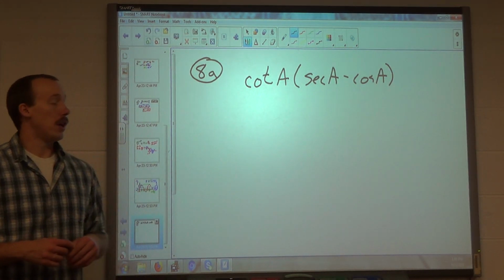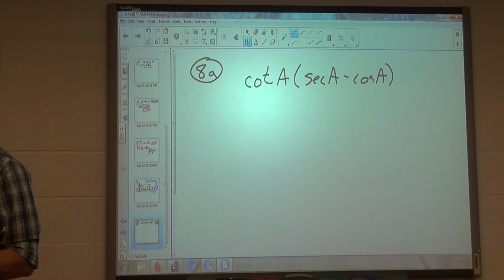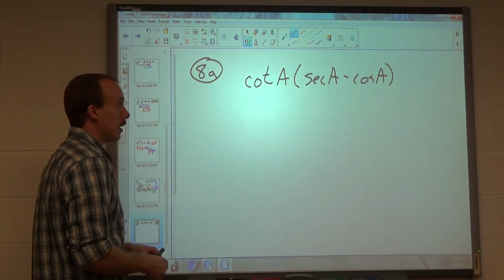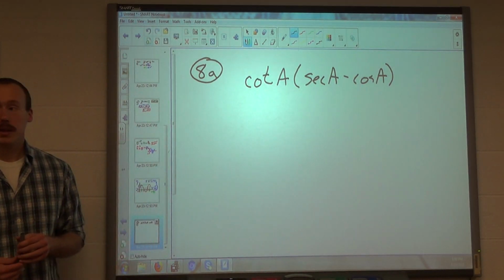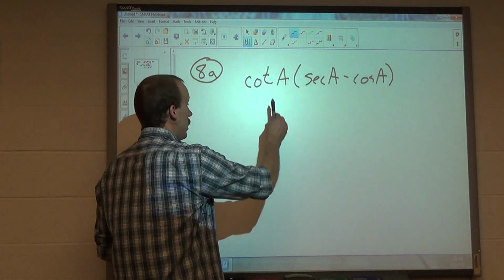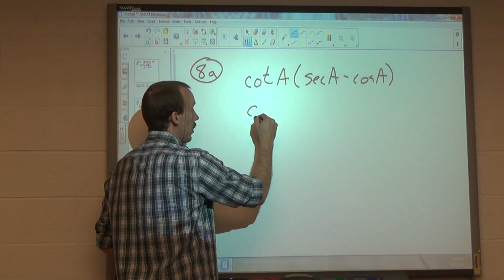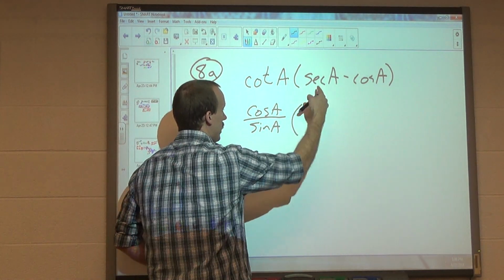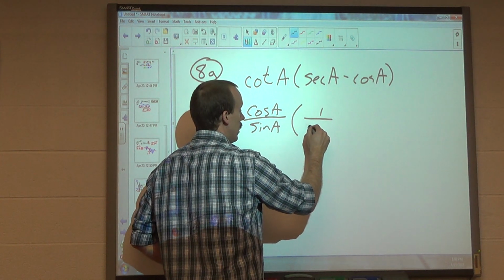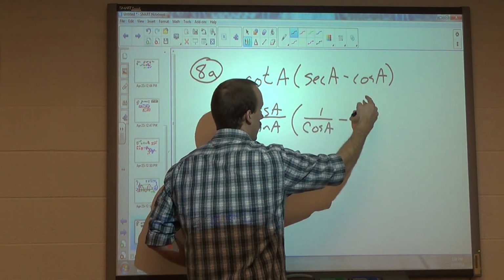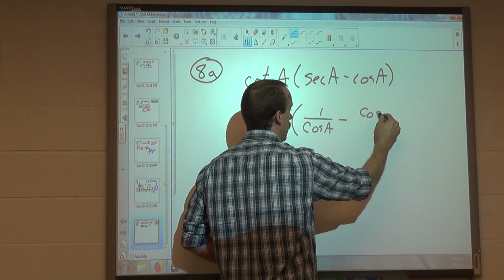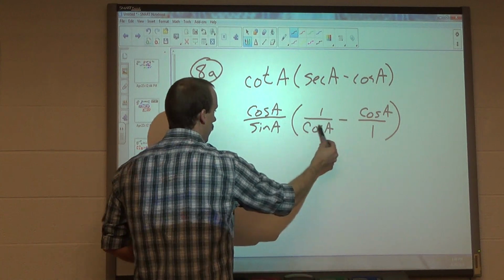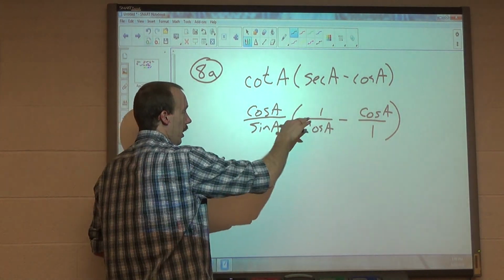Okay, what's my goal when I'm solving a problem like this? What's something I should think about doing? Converting everything into sine and cosine? What's cotangent the same as? Cosine of A over sine of A. What's secant the same as? 1 over cosine. What's cosine the same as? Cosine over 1. Now you could do 2 things. You could find a common denominator, or could I just distribute in?